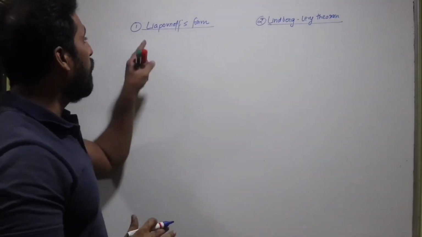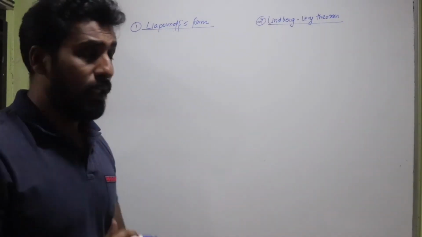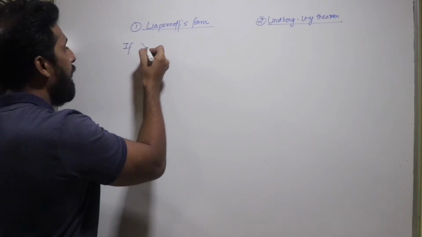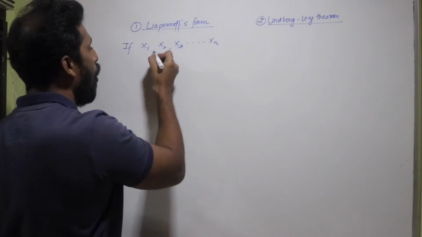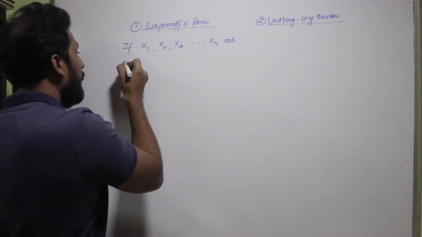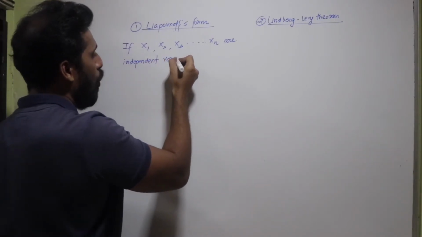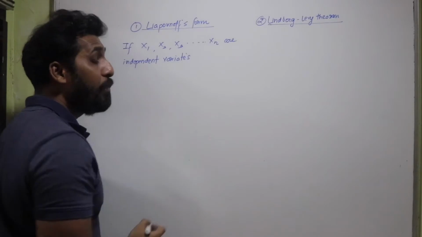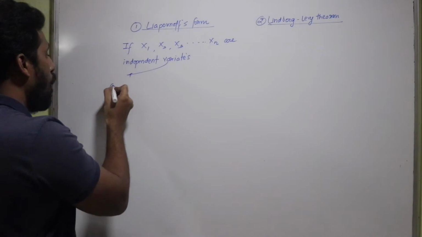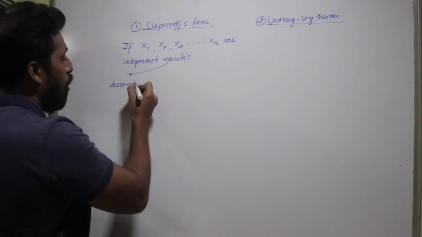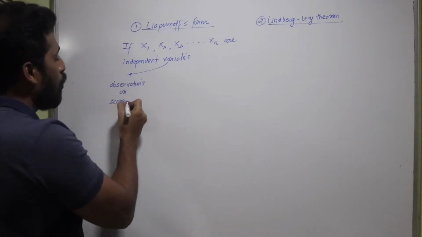Now let's see what the first form is, what Lyapunov's definition of the central limit theorem is. Students, let us say I have n number of variates x1, x2, x3 and so on, and they are independent variates. So if x1, x2, x3 and so on are n independent variates. Now when I say variates, you understand that variates basically means observations. They are called observations, or you can also call them scores, isn't it?